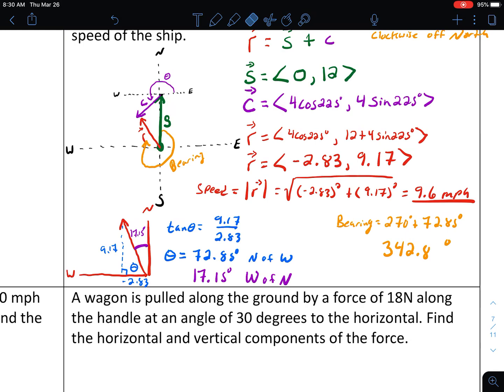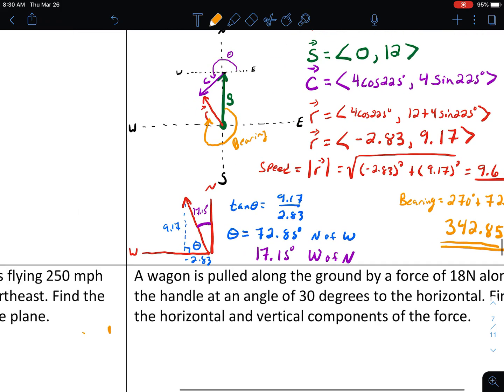And so our bearing angle is 342.85. So we have multiple ways here to describe the direction, and it's just based on what the problem tells us. If it specifically says bearing, we'll have to use what's in orange. If it just says what's the direction, it's kind of up to us, as long as we have described the angle relative to north, south, east, or west. All right, on to the next one.